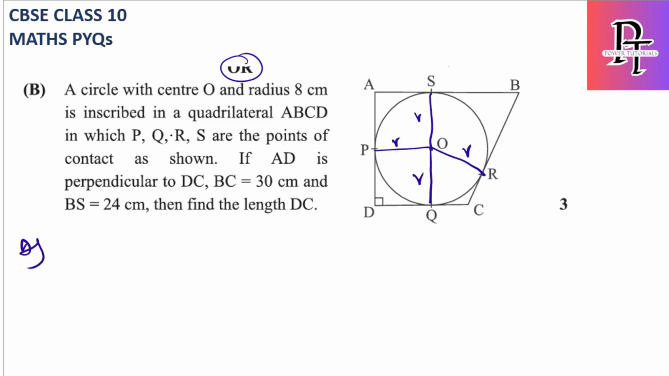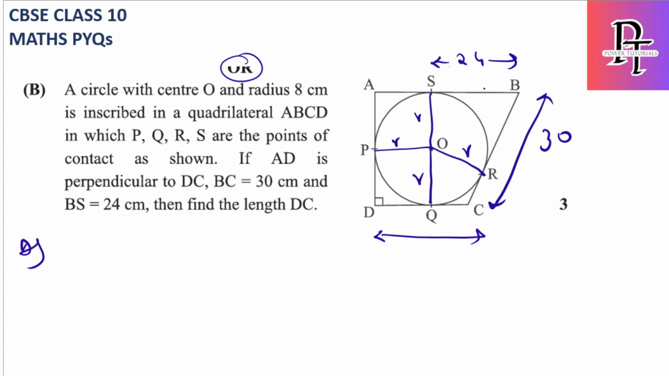Let's see what the condition is. PQRS are the points of contact of the tangents. AD is perpendicular to DC, so this is a right angle. BC is 30, and BS is 24. Find DC. They're asking to find the length of DC.